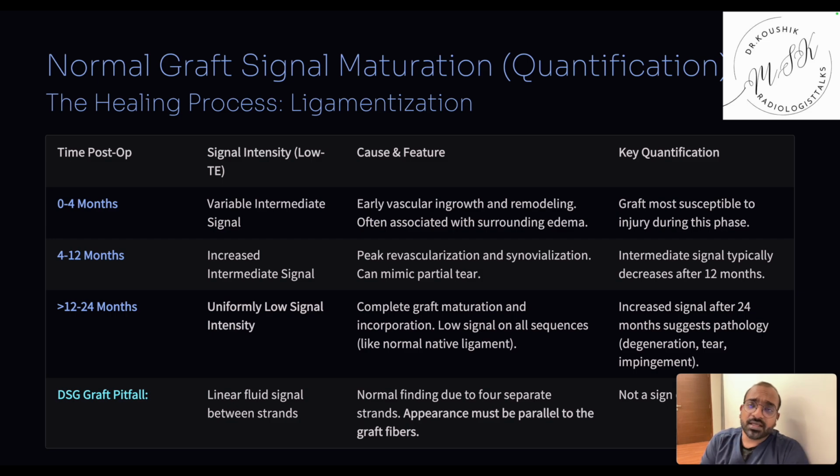What is the pitfall when we are dealing with a four-strand graft? There will be fluid signal seen in between these four strands. That appears like increased signal intensity, but it is a gap between the graft fibers. So it is a normal finding due to the four separate strands. The appearance must be parallel to the graft fibers. We will have this linear fluid signal intensity between these strands, which is normal.